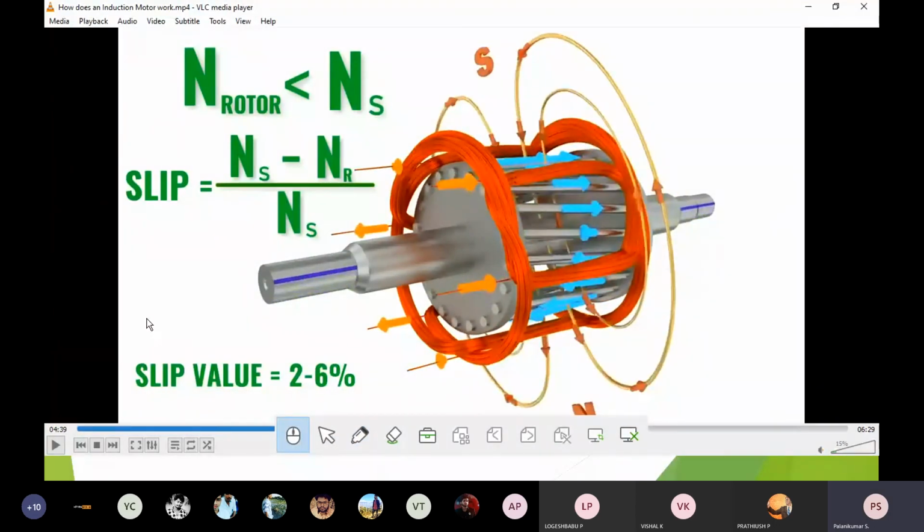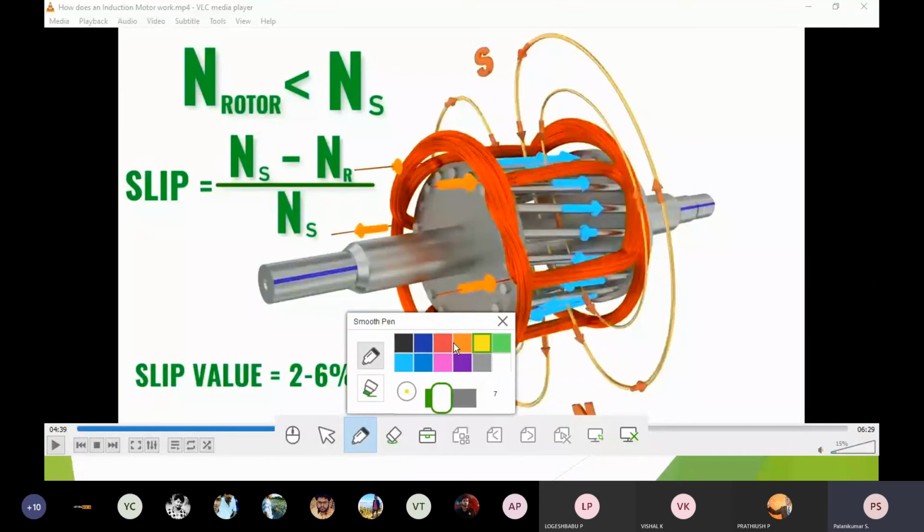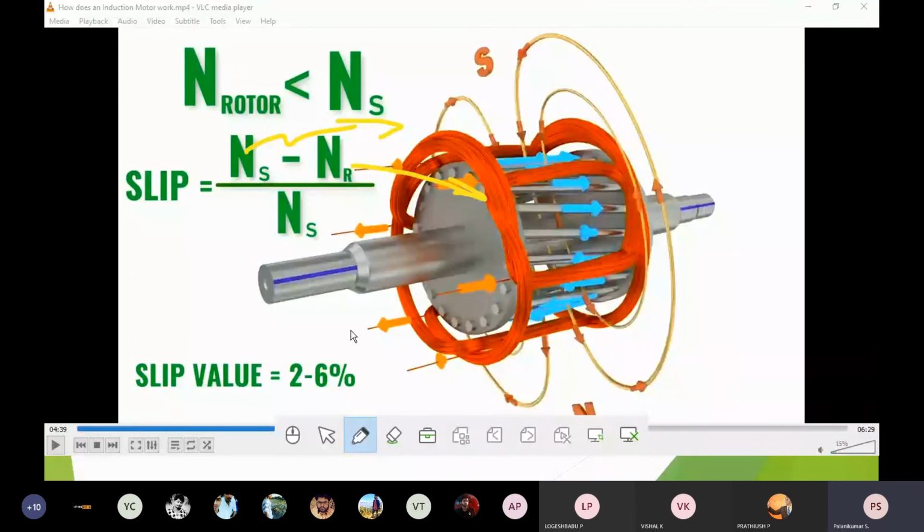Slip speed is the difference from the synchronous speed. Ns is the speed at which the magnetic field is rotating, and Nr is the speed at which the rotor is rotating. If you divide the difference by Ns, when the rotor speed is less than Ns, this percentage value is usually 2 to 6 percent. So this is called the slip value.